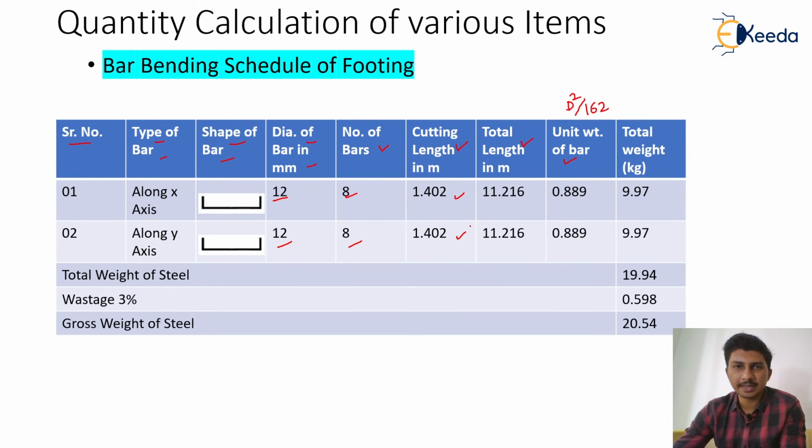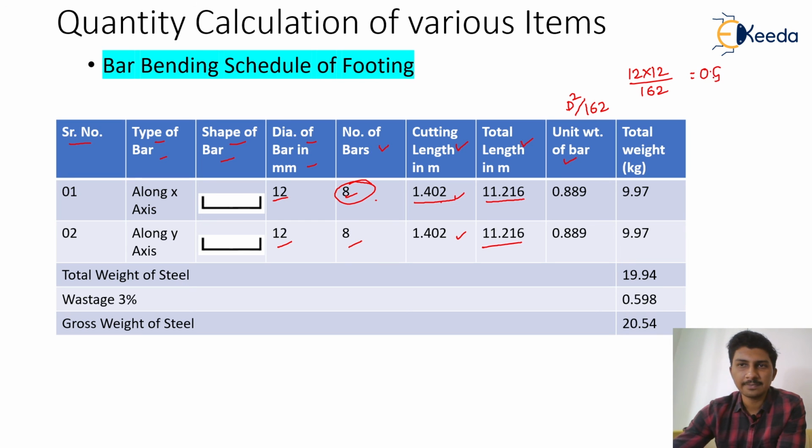For both of them it is the same, and for the total length I'm going to multiply this 1.402 by the number of bars, that is 8. So number of bars into cutting length of one bar comes out to be the cutting length for the whole x direction. Same with the y direction. What is the unit weight of the bar? D square upon 162, that is 12 times 12 upon 162, the value comes out to be 0.889, and this is what you need to remember always.